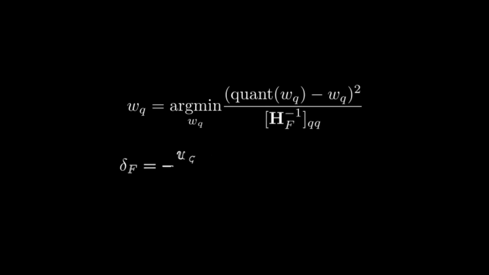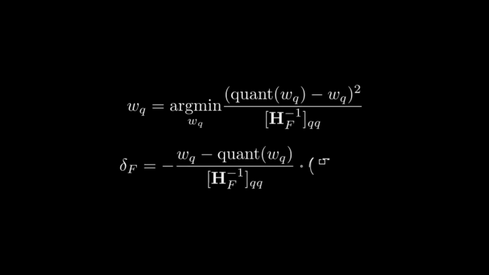From there, we have these two equations. One tells us which row we're going to pick to quantize, and then delta F tells us how we update the remaining floating point weights, so as to try and minimize the quantization error. This looks like a bit of a mouthful, but we're going to go over it bit by bit. But first, we're going to talk about what the Hessian matrix is, because I think it's useful general context.